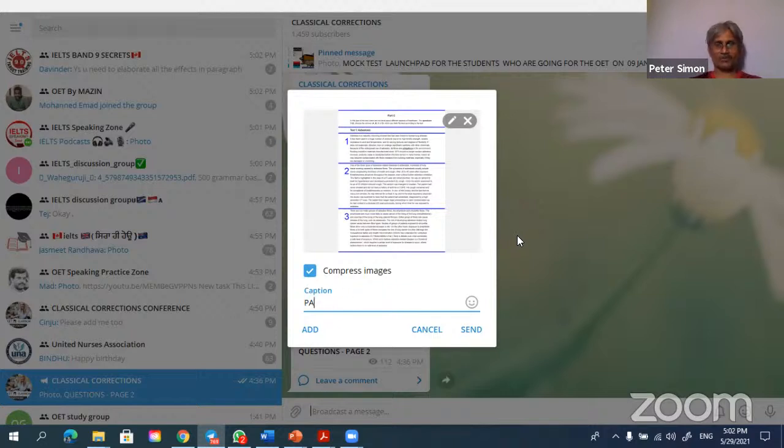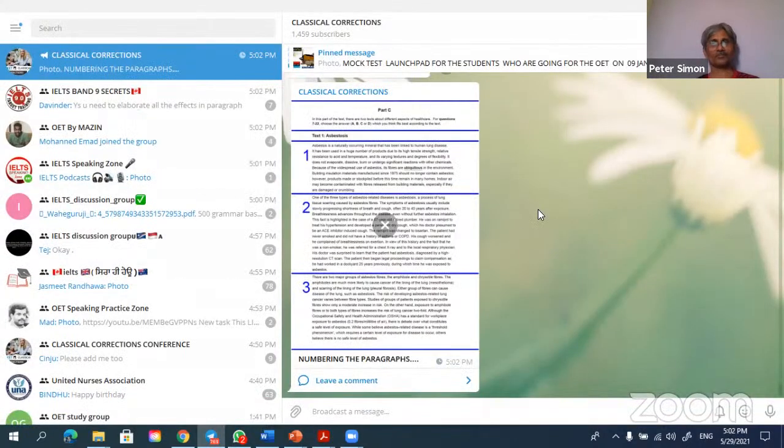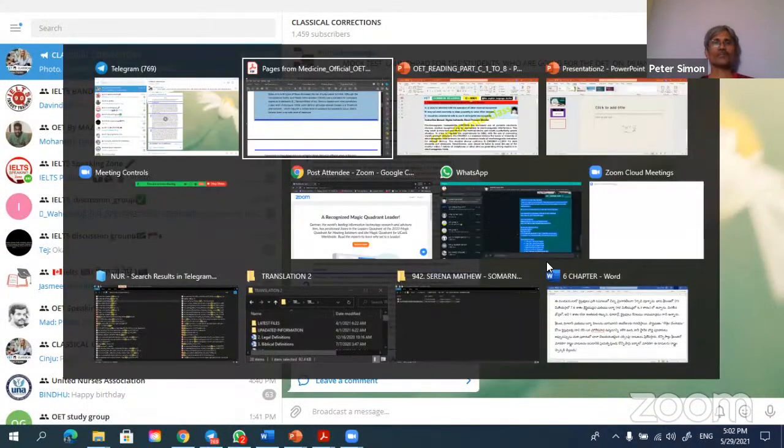Numbering the paragraphs. This is the first step you have to do. Numbering the paragraphs. Read the paragraphs. So 1, 2, 3.